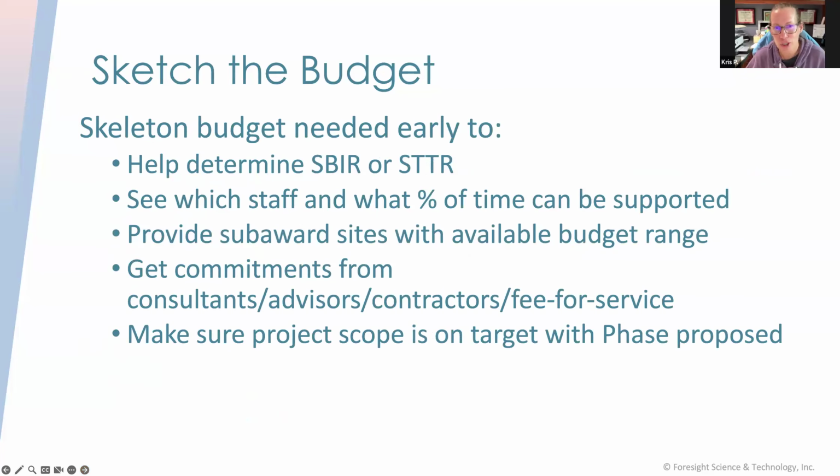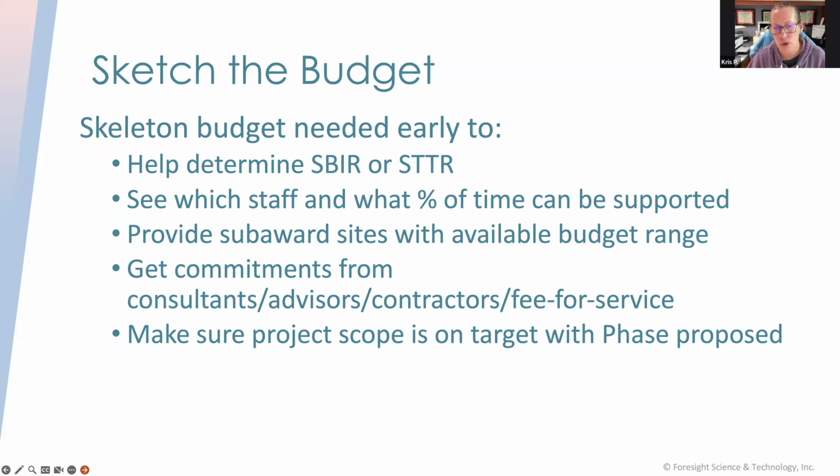Well, there we go. This helps determine whether it's an SBIR or STTR, and what percent of the staff can be supported. You need to do that budget early because, as I mentioned, you have to have W-2 employees at the company to do the company portion of the work. And how much time can they allocate? How much money is available in the budget for them to get paid?